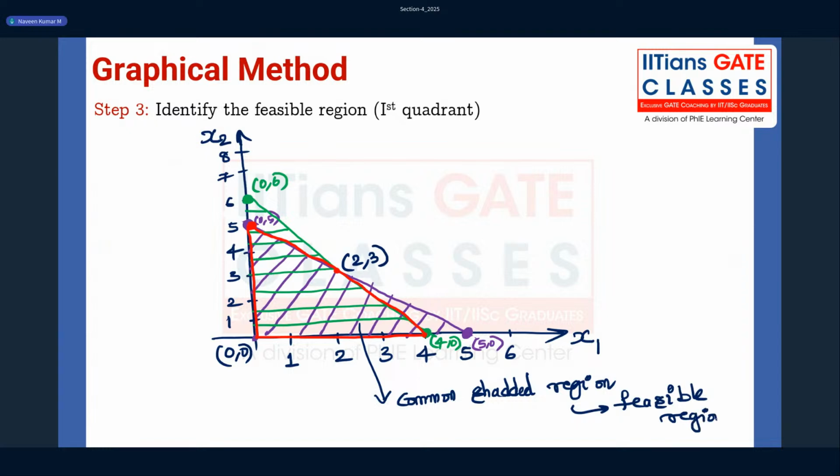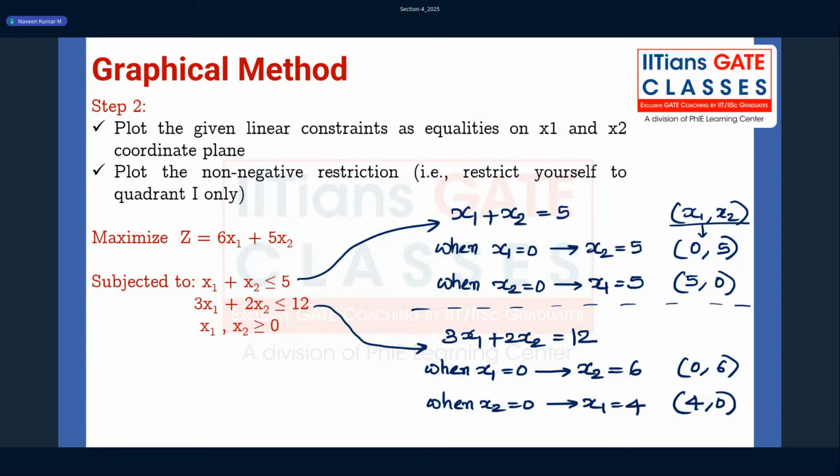Because if you take any point in this feasible region and substitute it in both the constraint equations, it will be satisfied. That is why it is called the feasible region for the given constraints. Also, all the points will be selected from the first quadrant. Obviously, both x1 and x2 will be greater than or equal to 0. That is also maintained, so all the constraints are maintained.